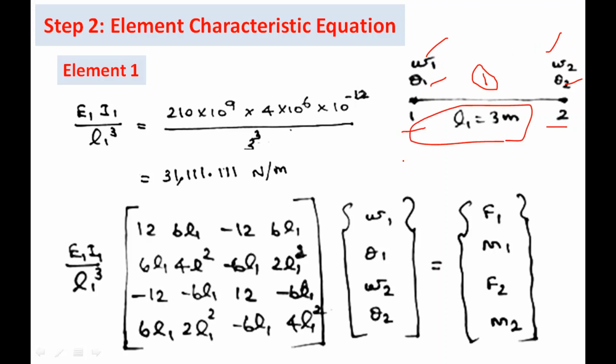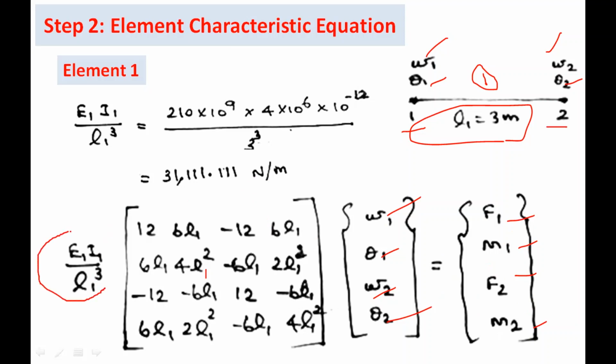Now, what is the element characteristic equation for a beam? It is EI by L cube. So for element 1, E1 I1 by L1 cube, times the matrix 12, 6L1, minus 12, 6L1, and so on. Suffix 1 is used for element 1, with the degrees of freedom W1, theta 1, W2, theta 2. On the right hand side we have F1, M1, F2, M2, the forces and moments for node 1 and node 2.